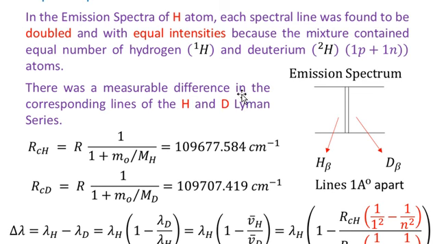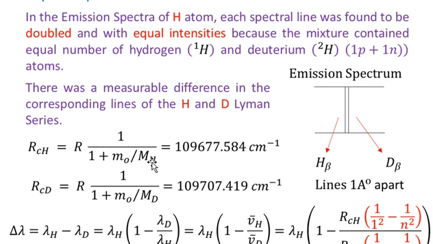There was a measurable difference in the corresponding lines of the hydrogen and deuterium Lyman series. So now I am talking about the Lyman series, giving you the spectrum of the hydrogen atom and the deuterium atom. R_C is the corrected value of R, where C stands for the corrected value, which we have discussed earlier. For the hydrogen atom it is equal to R times 1 over 1 plus m naught over M_H.